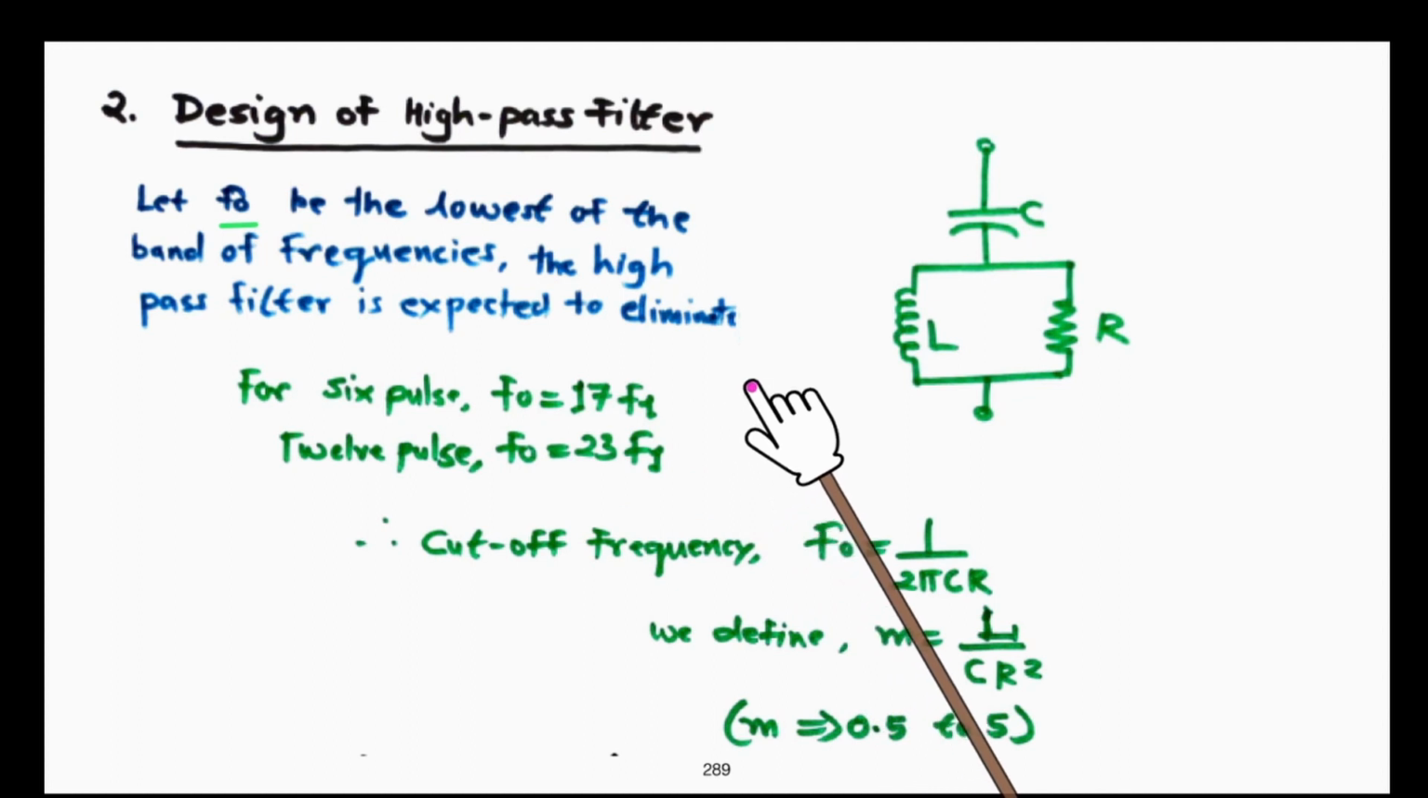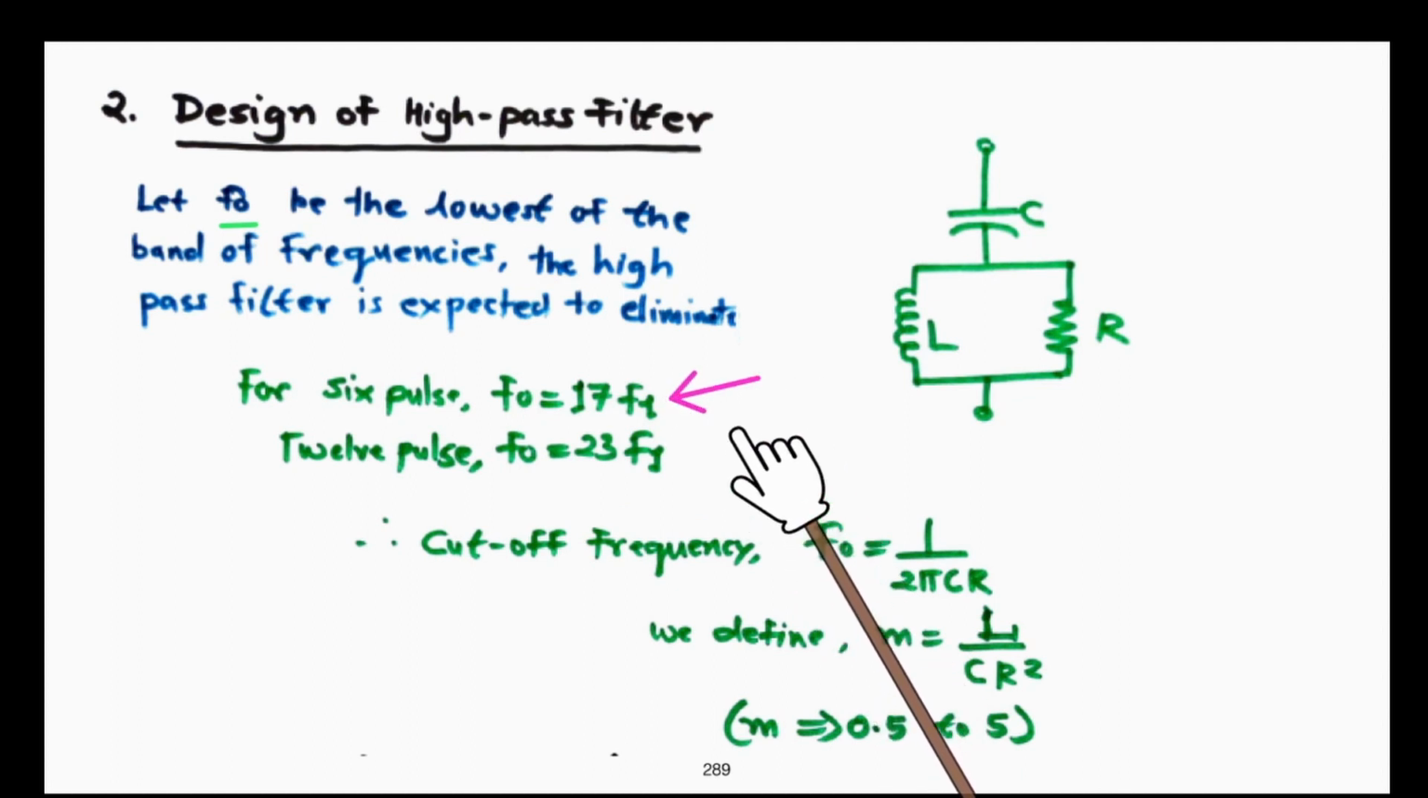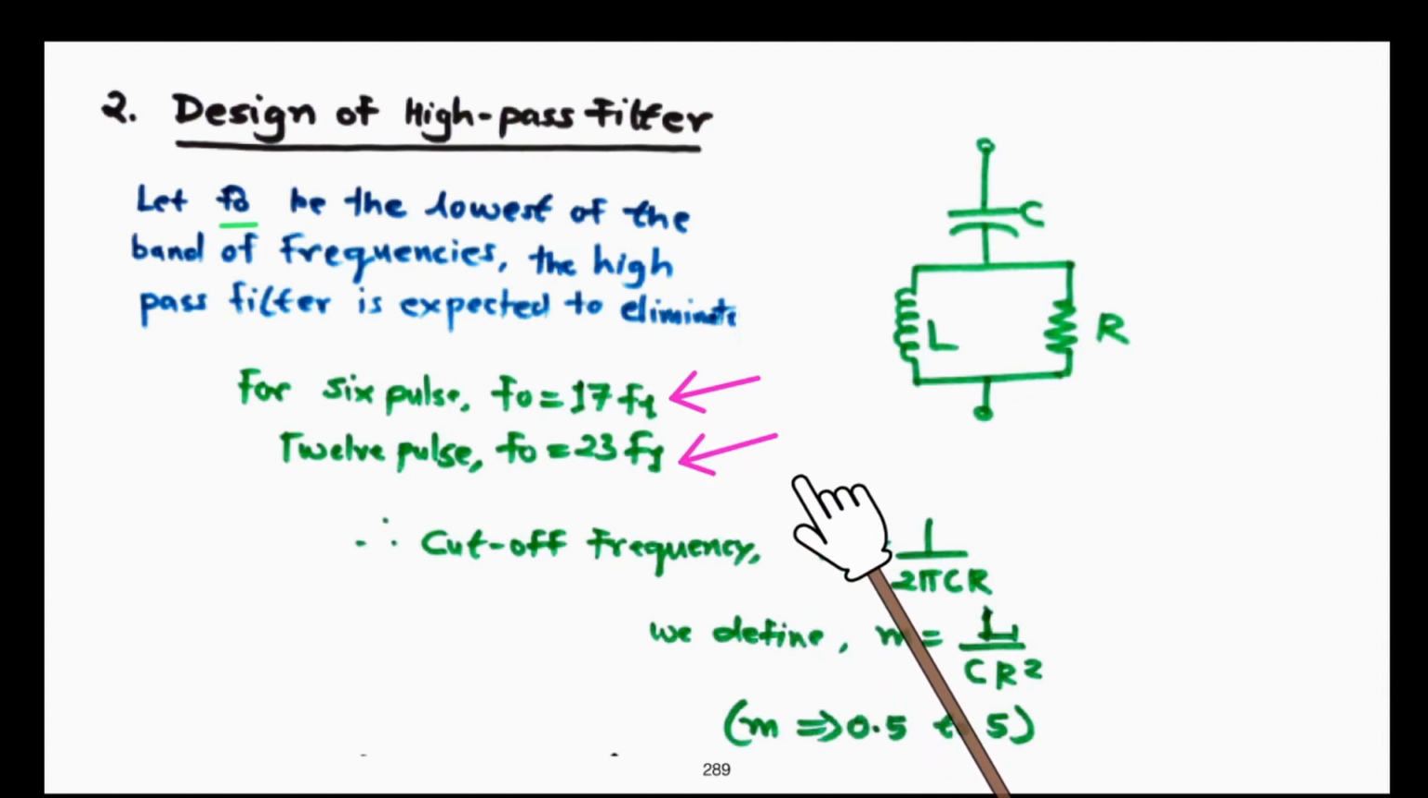For a 6 pulse converter, generally the 17th order harmonic and higher frequencies are considered to be eliminated with the high pass filter. On the other hand, for a 12 pulse operation, which is normally how most HVDC substations operate, the 23rd harmonic and higher frequencies, including the 23rd, are eliminated with a single high pass filter.